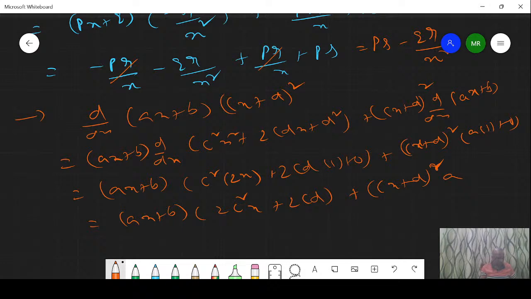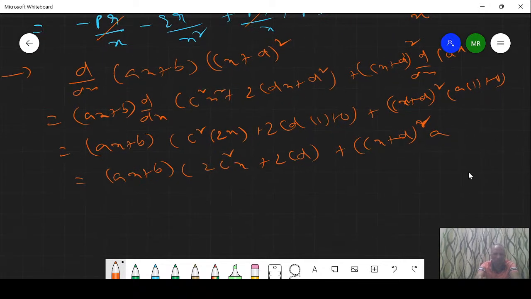(cx + d) whole square into a. Because we can simplify this: a into (cx + d) whole square, 2c into this one. I can stop here. Even I can take 2c common here. If we take 2c common, we'll get 2c. I can simplify. I can stop like this.